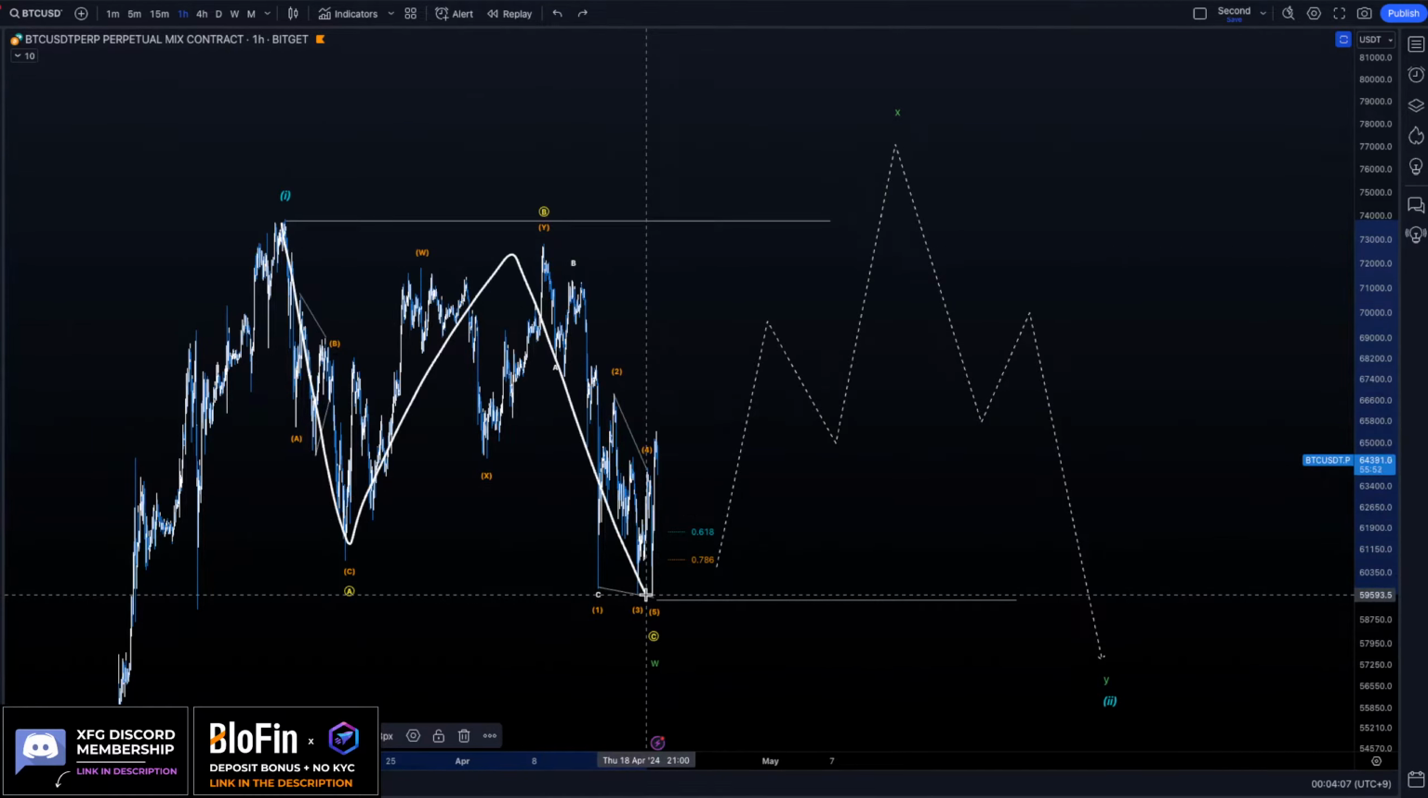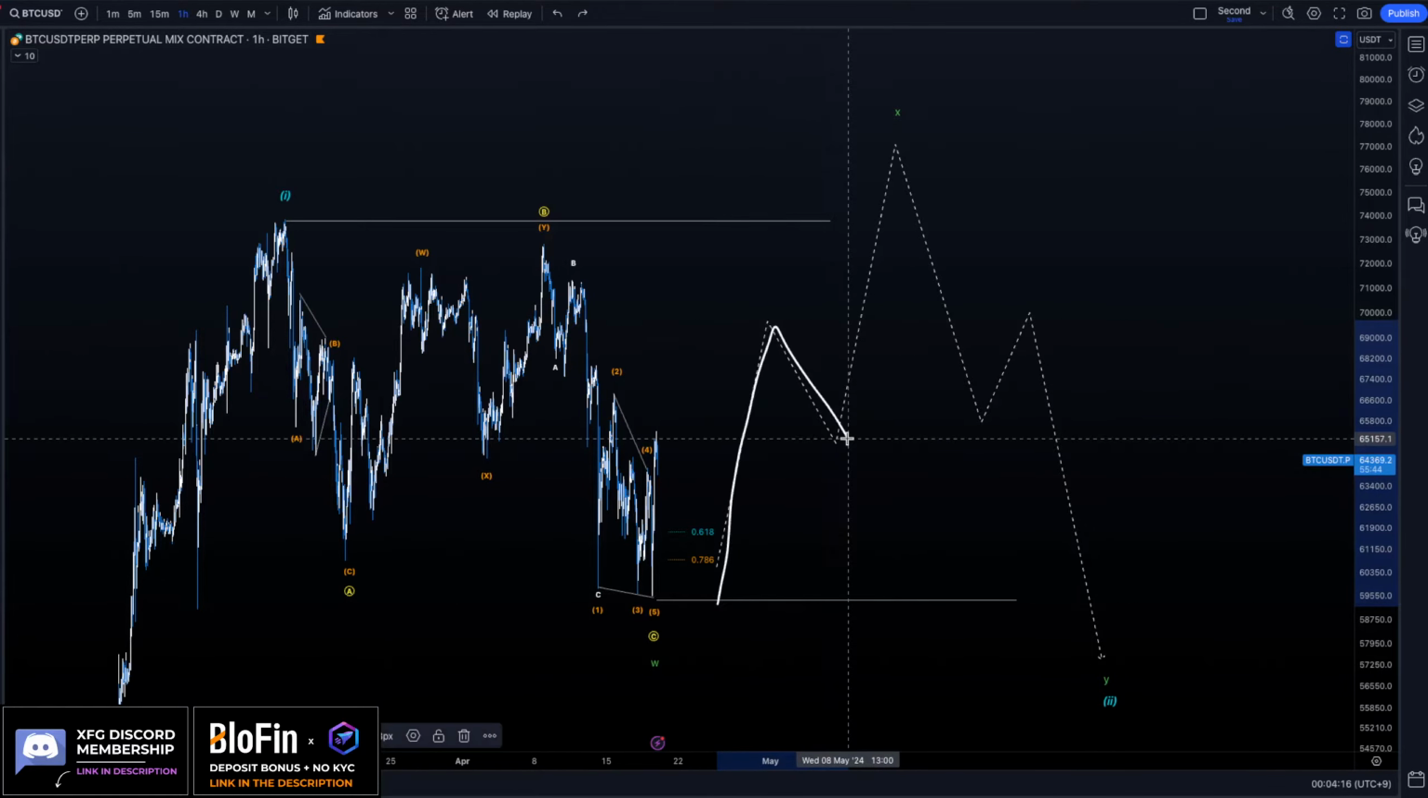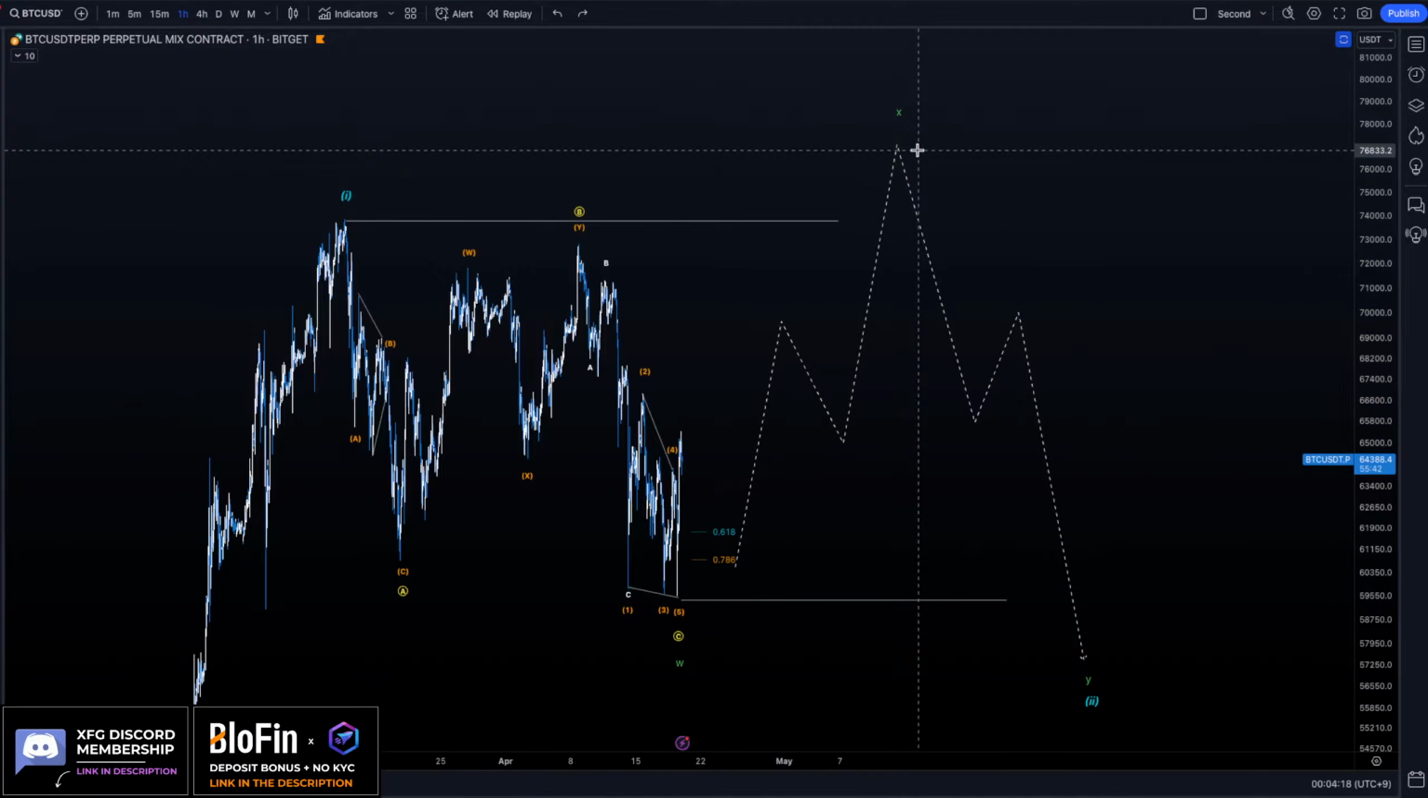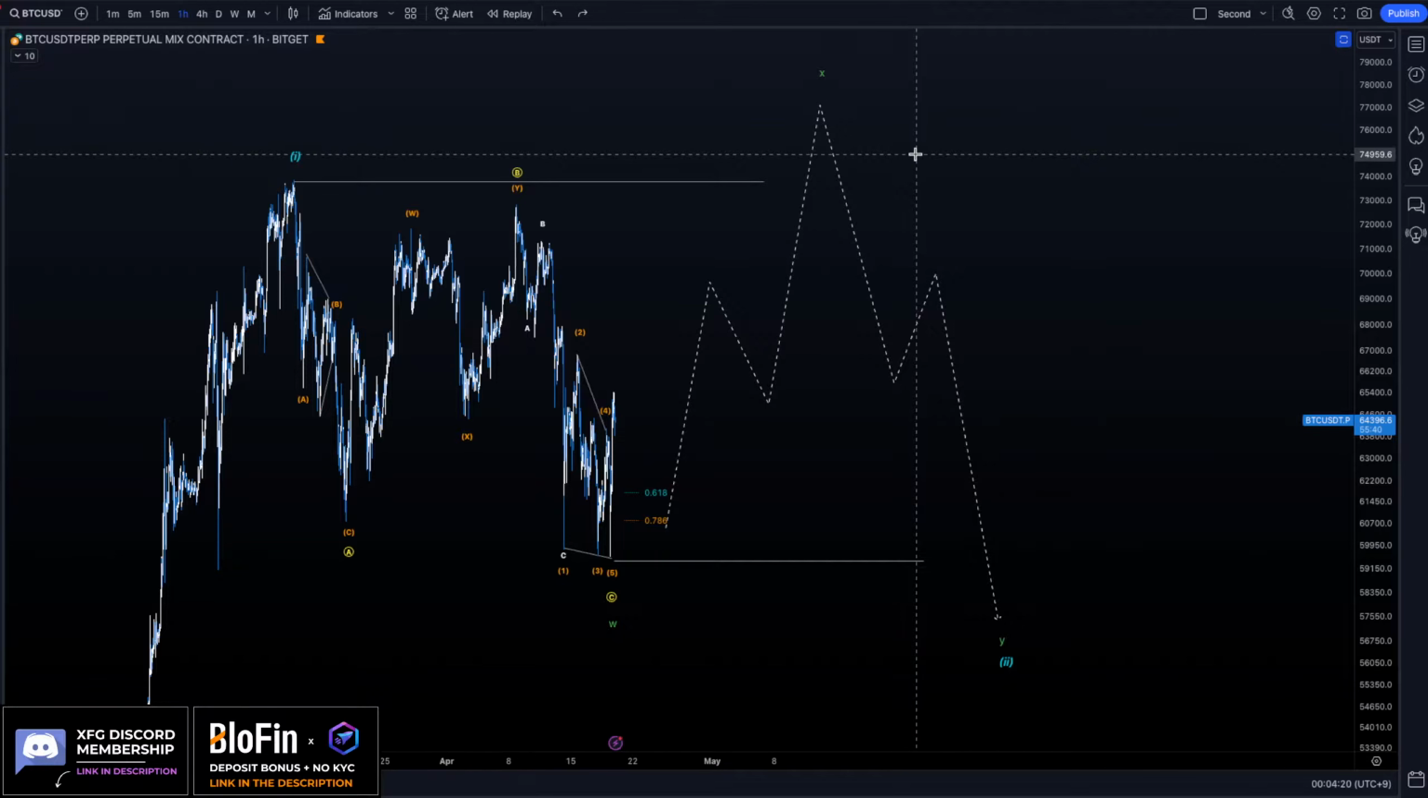Since it is a three-wave move, three-wave moves are transitional into either the start of a new impulsive wave or something more complex. And this is the complex way that we can also see it. Who knows? We might be in another triangle of some sort. It's too early to call, though. We don't want to be calling diagonals or triangles too early.